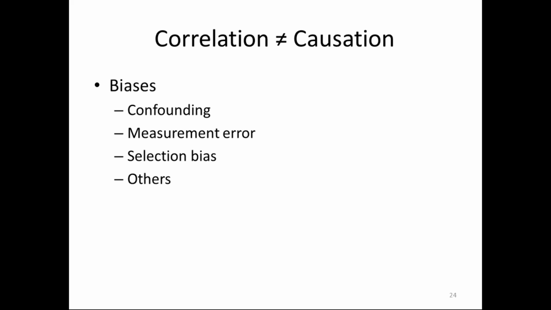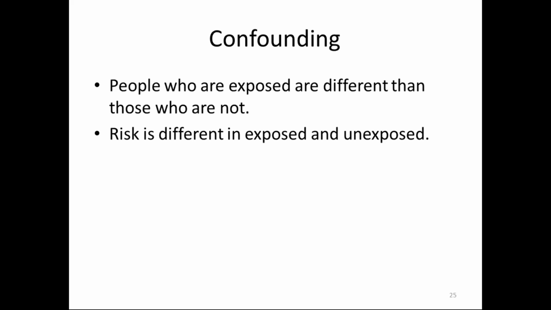And we think about a bunch of different biases: confounding, measurement error, selection bias, and others. As epidemiologists, we tend to worry about all of them, but confounding in particular is something that we spend a lot of time worrying about. So confounding happens when the people who are exposed are different than the people who aren't in ways that are separate from that exposure, right? The other way of saying that is that the risk is different. The underlying risk is different in the exposed and unexposed groups.